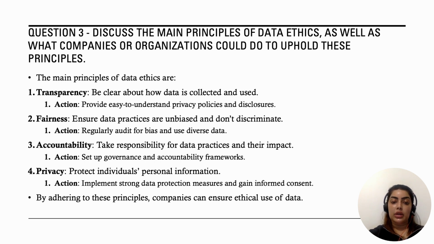Action: regularly audit for bias and use diverse data. Accountability: always taking responsibility for data practices and their impact, and also setting up governance and accountability frameworks. Number 4 is privacy. Protect individuals' personal information. Action: implement strong data protection measures and gain informed consent. By adhering to all these principles, we can ensure that the ethical use of data is sustained.